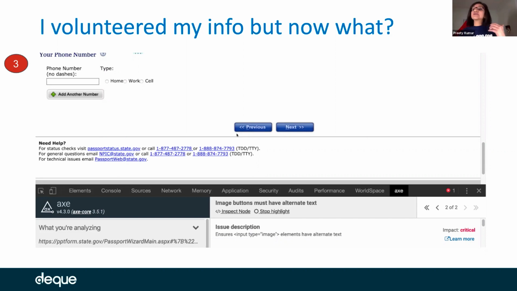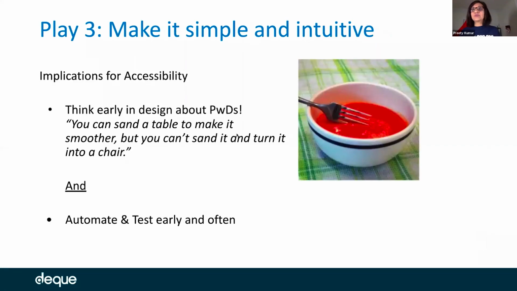You've got to address it for accessibility. It's all the more important. Okay, make it simple and intuitive. That sounds so simple, doesn't it? But it's very difficult to do, actually. Implications for accessibility, in my opinion, are that you have to start thinking very early on in your design process about people with disabilities. We talked about the user personas, usability testing, all of that, but why?